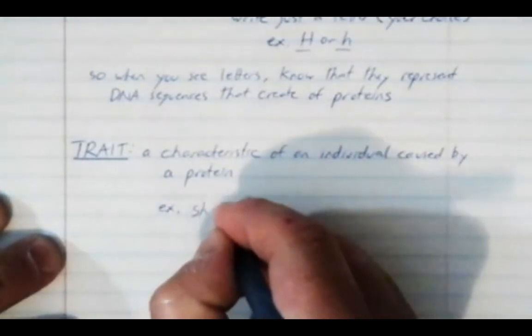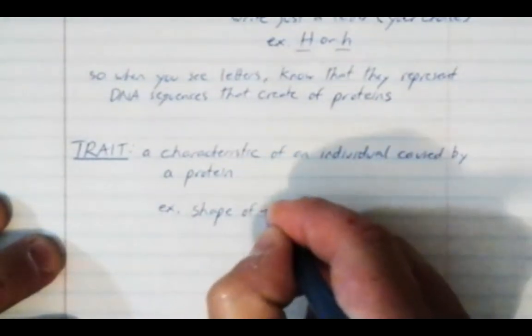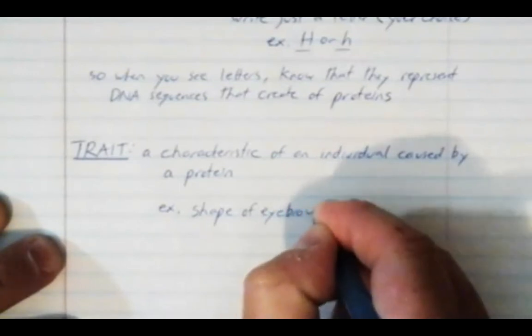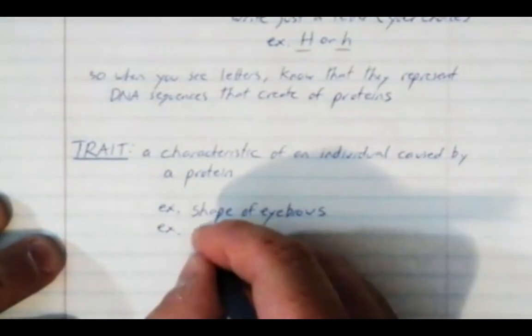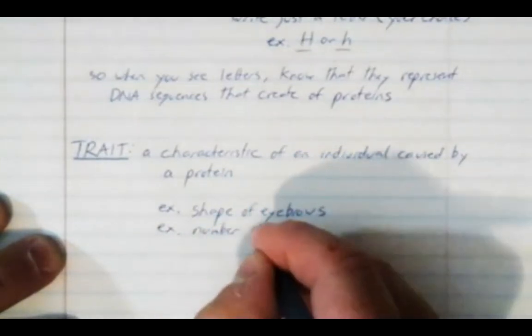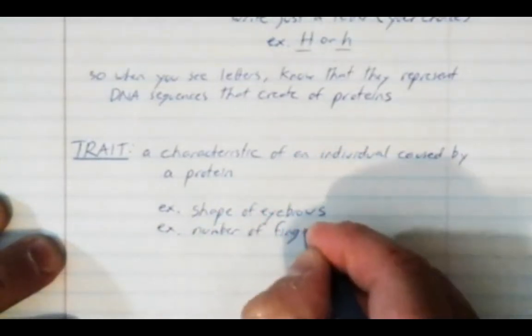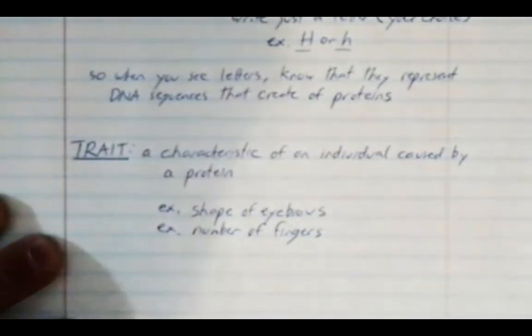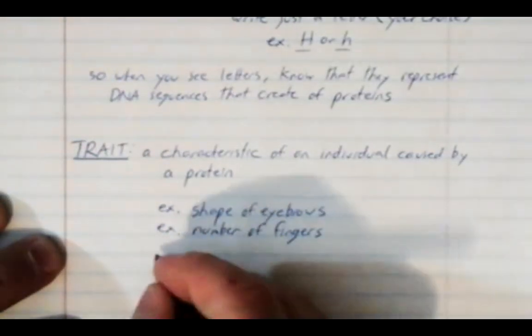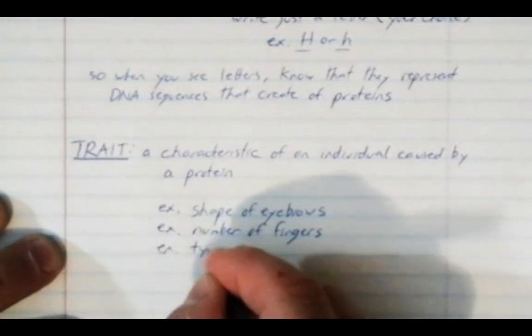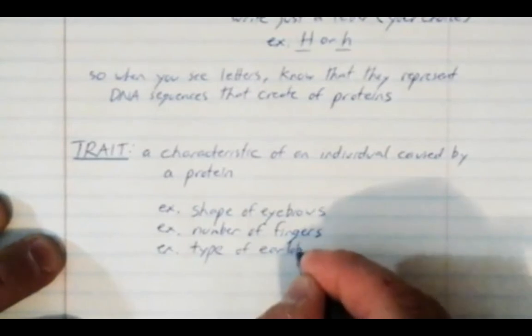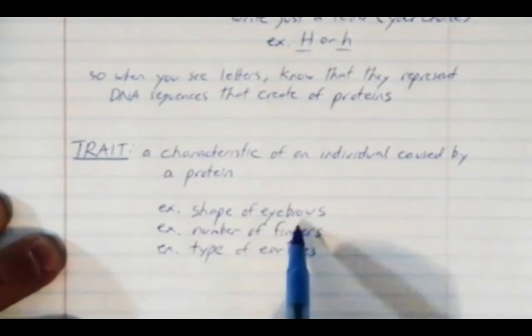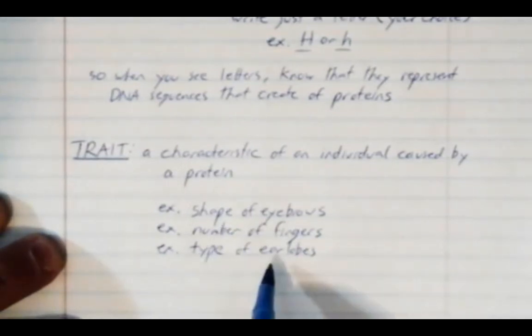Like the shape of eyebrows. Okay, that's a trait. Or how many fingers you have. Aha, you probably didn't know that. You're like, wait, everybody's got 5 fingers, right? Nope. There are 6-fingered people in the world. Another trait, type of earlobes. Notice I'm not giving you the options. I'm just saying the category is the shape. The category is the number. The category is the type.